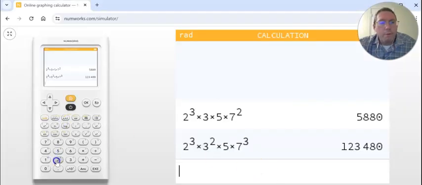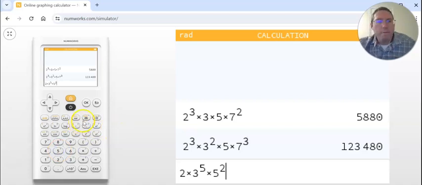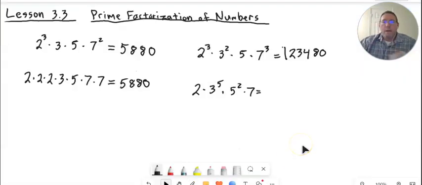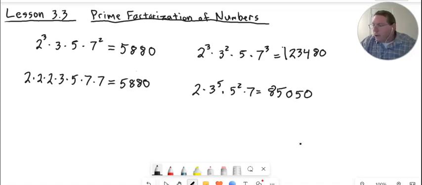All right, so we're going to do 2 times 3 to the power of 5 times 5 squared, and then times 7. Yep, that's the one. I hit execute, and we get 85,050. Okay. Let's just try a couple more here.